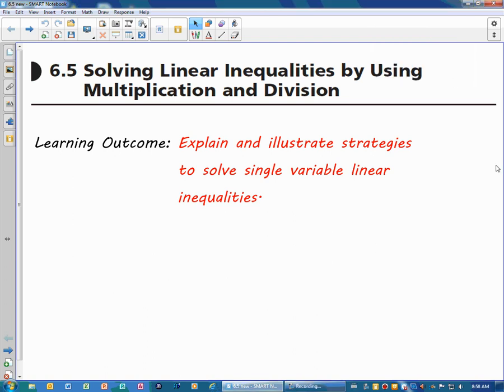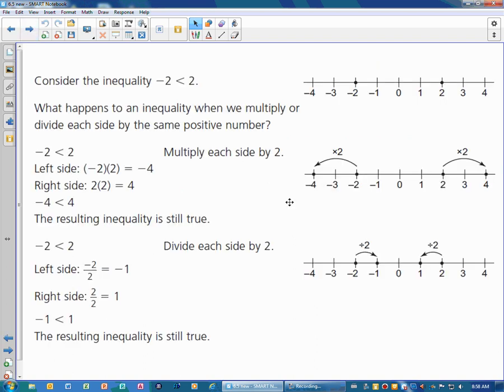Okay, so let's finish off this chapter with section 6.5, solving linear inequalities by using multiplication and division. Same learning outcome as last section. We are going to explain and illustrate strategies to solve single variable linear inequalities. So we're going to do a lot of the stuff we've done before, except this time we're not just adding and subtracting, we will also be multiplying and dividing.